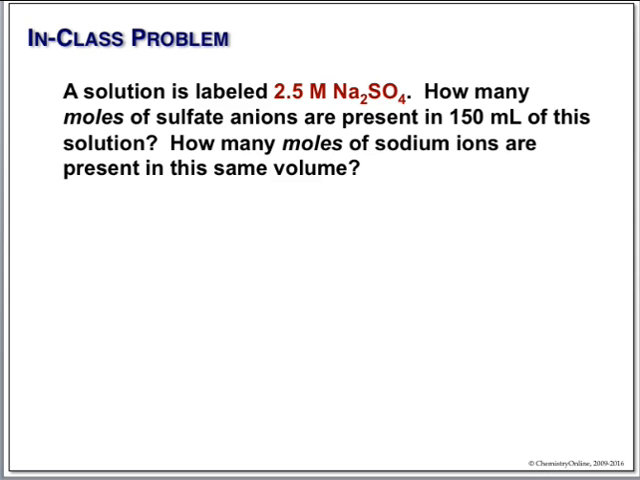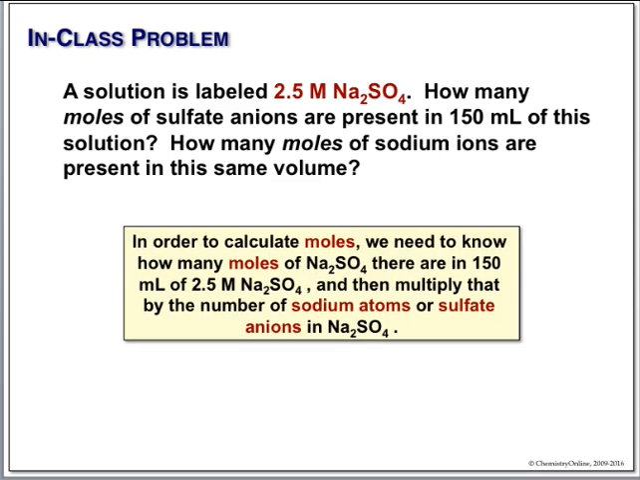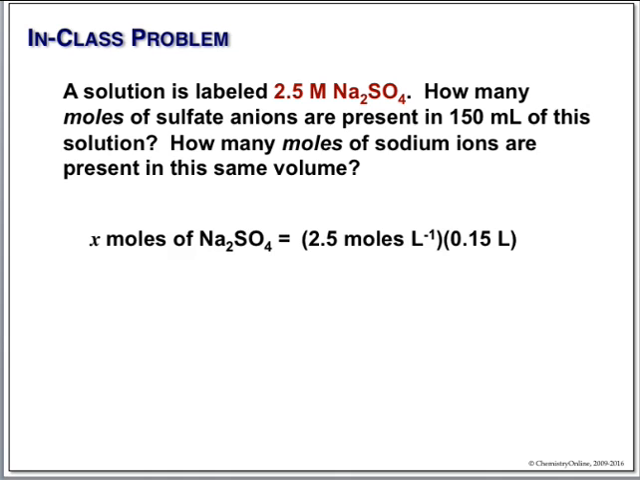Well, what do we have in this problem? We are given concentration and volume, aren't we? Concentration times volume is moles. So right away we can tell how many moles of sodium sulfate we have. Then we'll just look at the mole ratio to see how many ions we have of each type. Concentration, 2.5 moles per liter. Volume in liters, 0.15 liters. Liters and per liter cancel, we're only left with moles. So we have 0.38 moles of sodium sulfate in our sample.